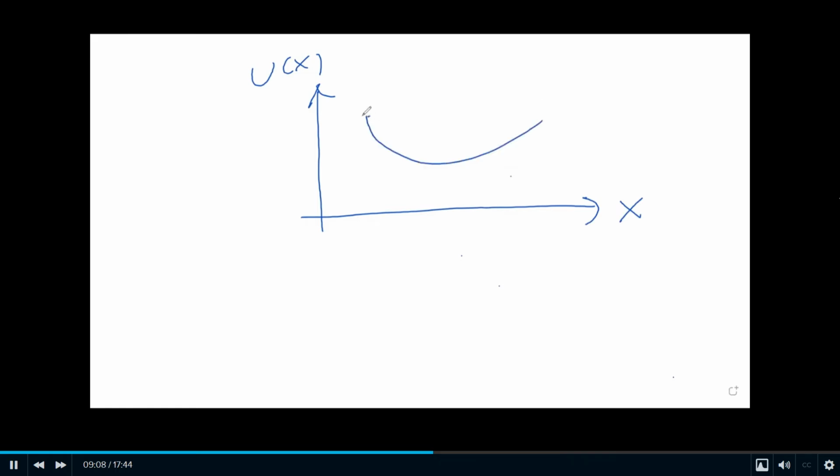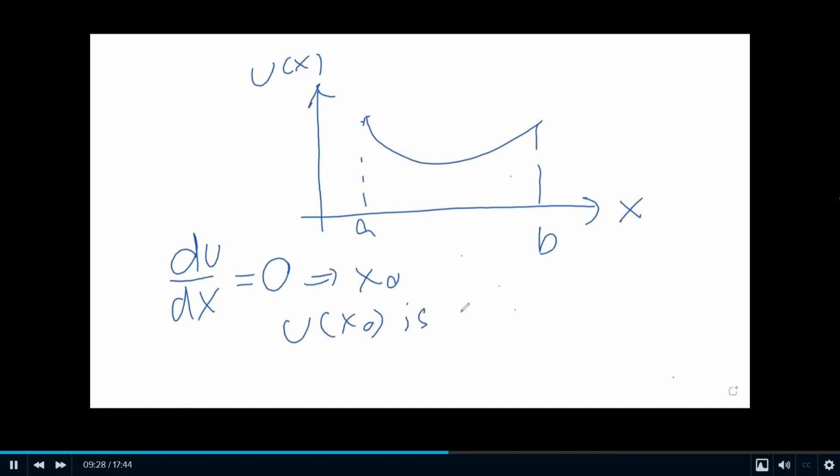Okay, let's say between a and b here, you want to find the minimum value of u. What we do is, we take du/dx, set it equal to 0, and then you can find the value, let's say x0. That gives you x0 is the minimum value over this range. So in this case, the slope here is 0, and this would be x0. This is what we do in calculus.